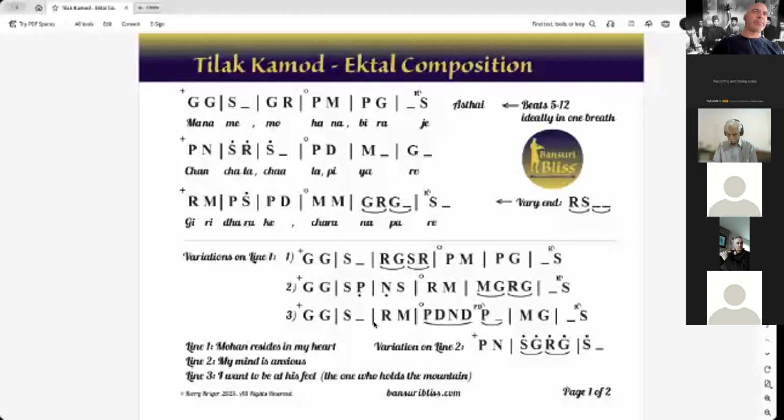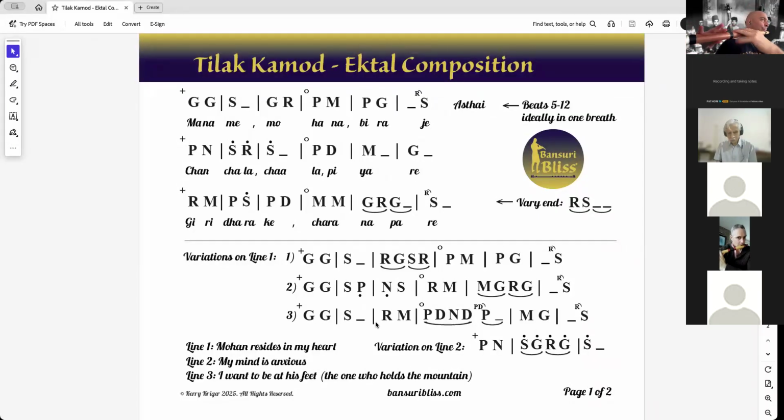All right, welcome, Gullah Gully. Let's update our roll call. All right, we're playing Tilak Kamod. Let's put this up here. Pa ma pa ga ri sa.